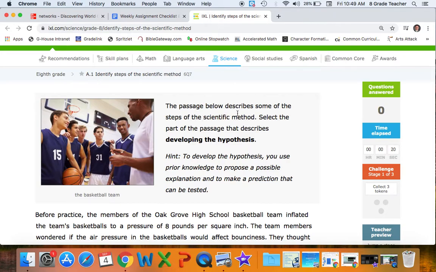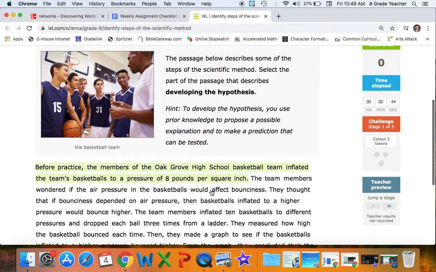Here it says the passage below describes some of the steps of the scientific method. Select the part of the passage that describes the hypothesis. Remember, hypothesis is an educated guess. It even provides a hint: to develop a hypothesis, use prior knowledge to propose a possible explanation and to make a prediction that can be tested. Okay, we're looking for maybe prior knowledge that's talked about, a possible explanation, and then a prediction, an educated guess. Let's go ahead and read through this example.